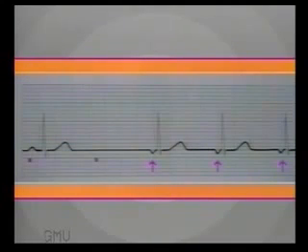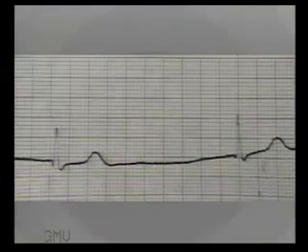If the SA node does not start functioning again, the escape beats continue and it is termed an escape rhythm. This is a nodal escape rhythm. Note the inverted P waves in all the succeeding beats. This is an idioventricular escape rhythm. There are no P waves, QRS complexes are wide, occurring at a slow ventricular rate of 33 per minute.